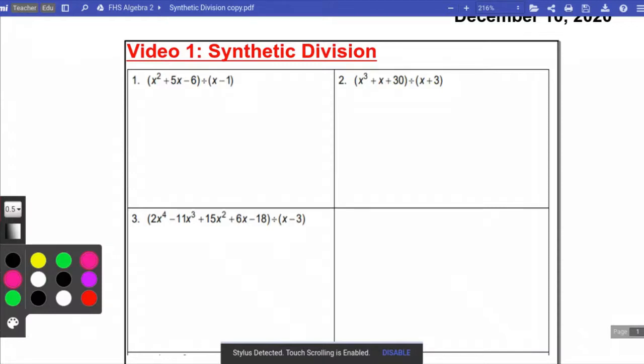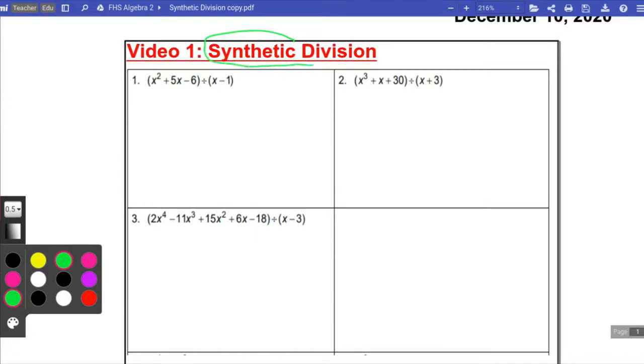Today you'll be working on synthetic division. So synthetic division is just another way of doing the long division that you did yesterday. I think it's an easy way, like a shortcut. All right, you ready? Set, go.